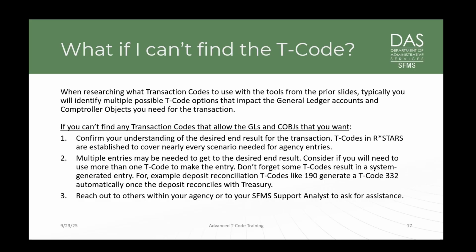But maybe it's multiple entries that are needed to be made to get the desired end result. Maybe consider if you'll need to use more than one T code to make the entry, but also don't forget that some of our T codes result in a system generated entry. We already kind of touched on T code 190, but it generates automatically T code 332 once the deposit reconciles with Treasury. So maybe what's happening is there's a system generated entry, and that's why it seems like the GLs that you're looking for just don't match up. So my suggestion would be maybe reach out to others within your agency. If they've already made the entry, they might have a suggestion, or you can always contact us, your SFMS support analyst, to ask for assistance. We'd love to help you out.